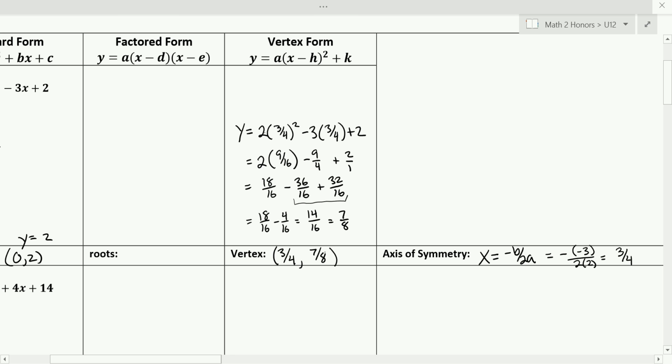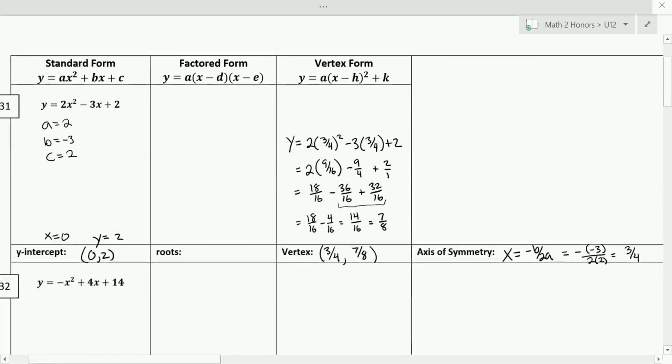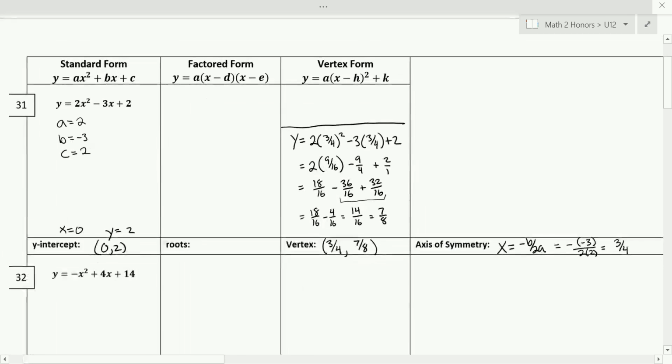So 7 over 8. Now I found my vertex. After you find your vertex, form. Okay. So again, tracking our order, we went from here to axis of symmetry, axis of symmetry to vertex, vertex to vertex form is what we're doing.